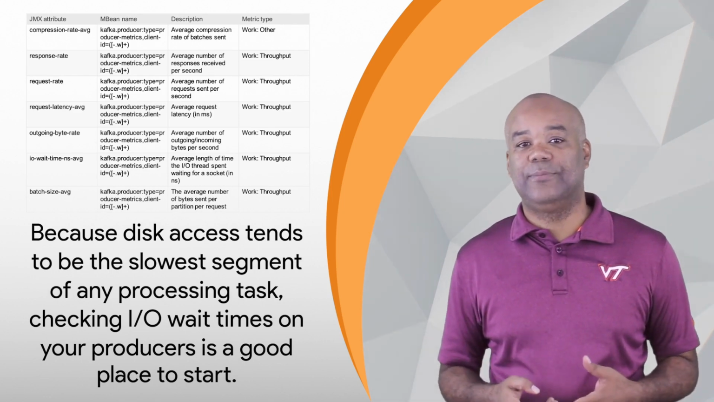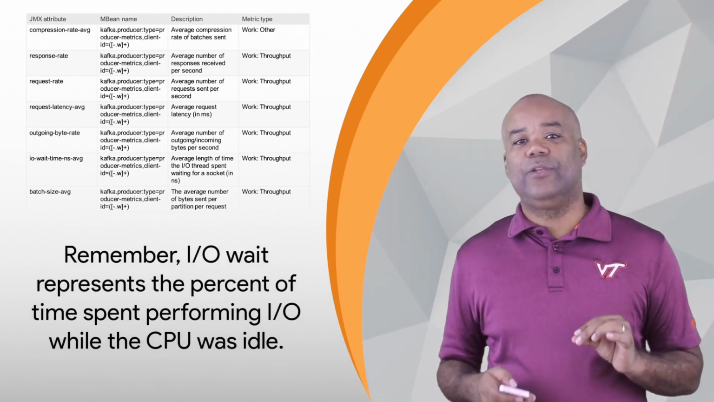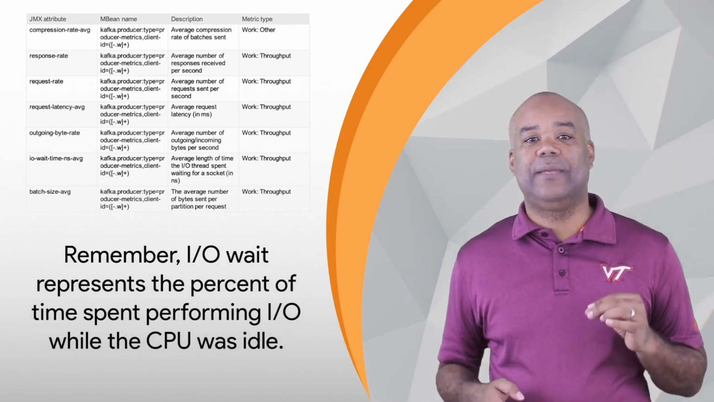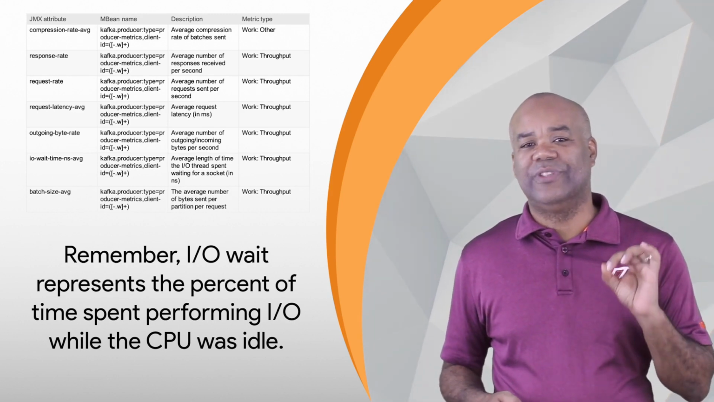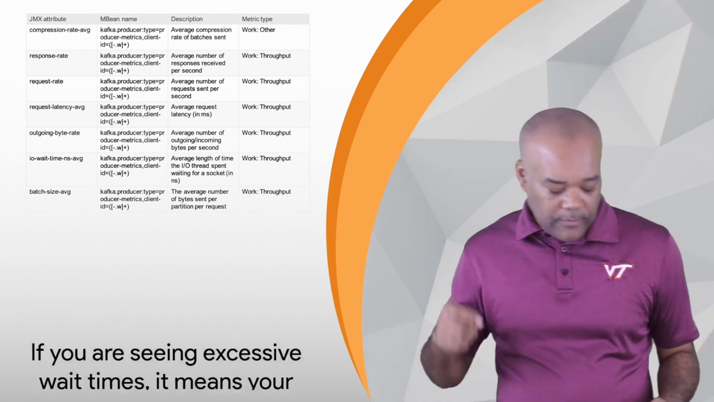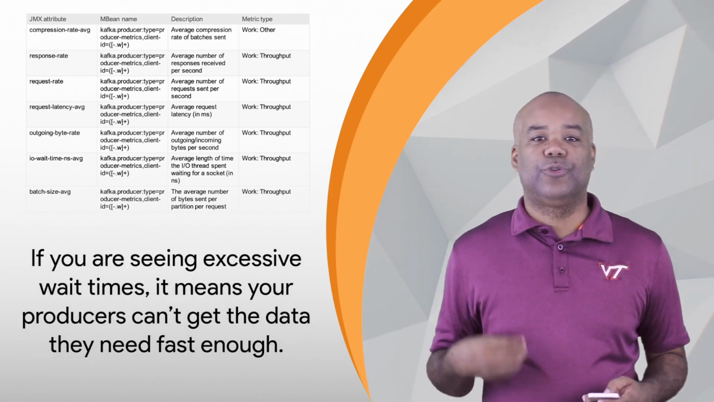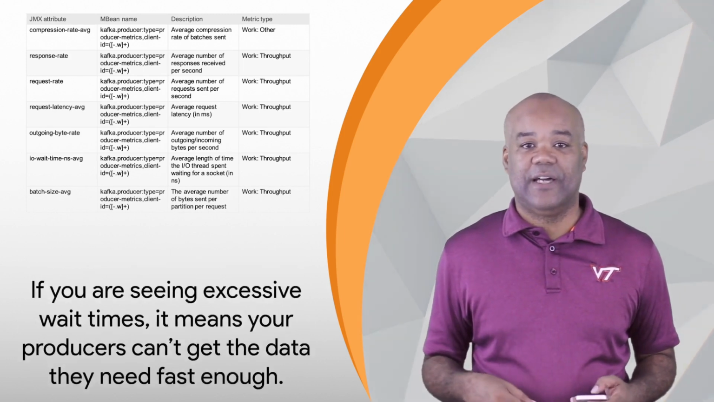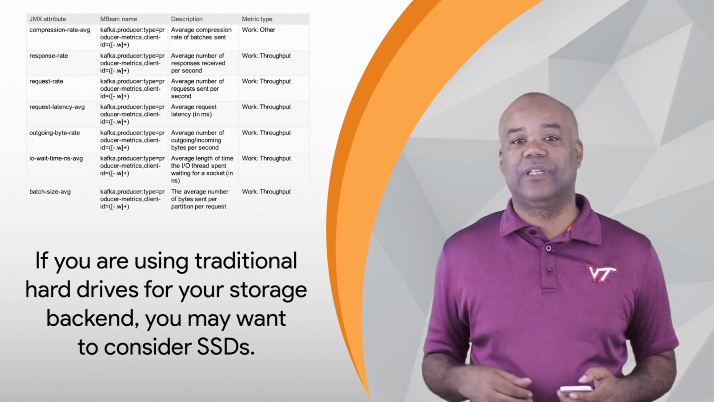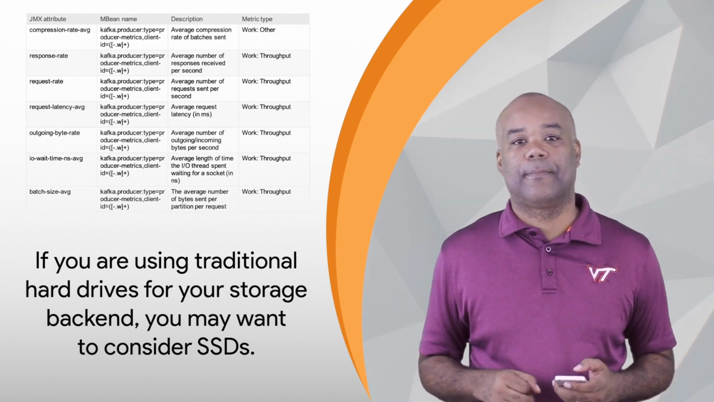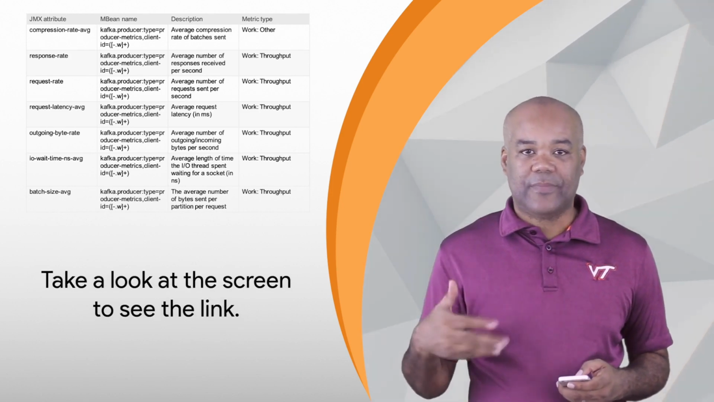Checking I/O wait times on your producers is a good place to start. Remember, I/O wait represents the percent of time spent performing I/O while the CPU was idle. So, if you are seeing excessive wait times, that means that your producers cannot get the data that they need fast enough. If you're using traditional hard drives for your storage backend, you might want to consider SSDs. Now, take a look at the screen to see what I mean here.